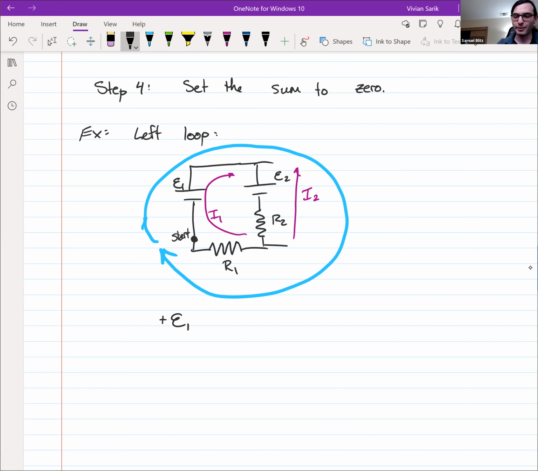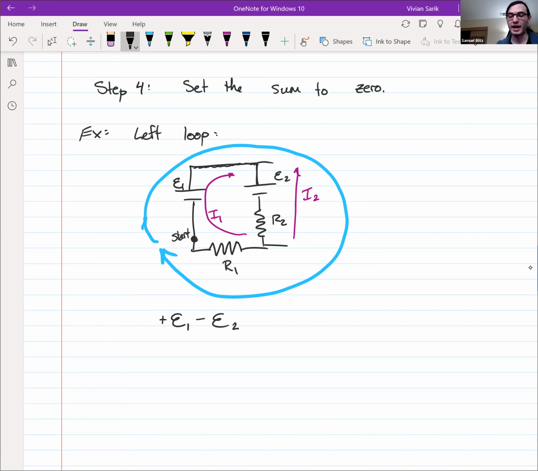Then we meander along, and we want to stay inside this loop. We're not going to the other part. We're staying inside our loop. And so we go down and we encounter another battery, the battery with EMF E2. But this time we enter that battery from the positive terminal and go to the negative terminal. So then we subtract that EMF according to our rules.